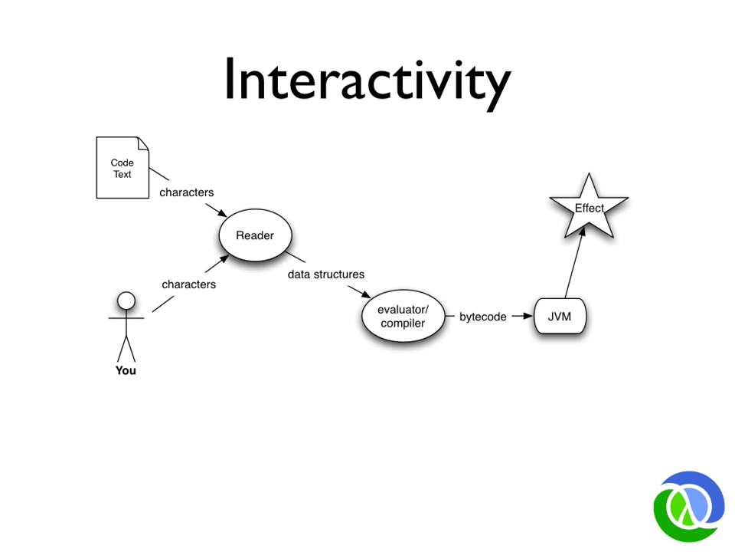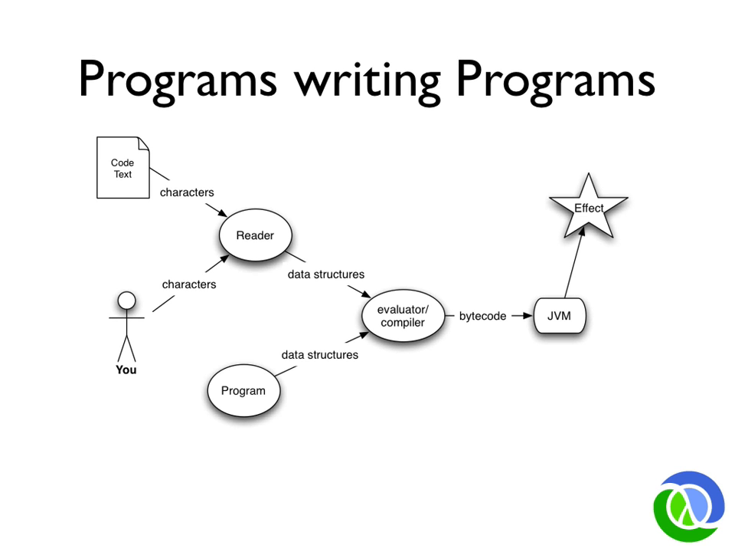What else do we get from this? Well, we get the ability to skip the characters completely. For instance, it's quite possible to write a program that generates the data structures that the compiler wants to see and have it send them to the compiler to be evaluated. So generating programs is a common thing in this kind of environment, whereas doing this with text is really messy.